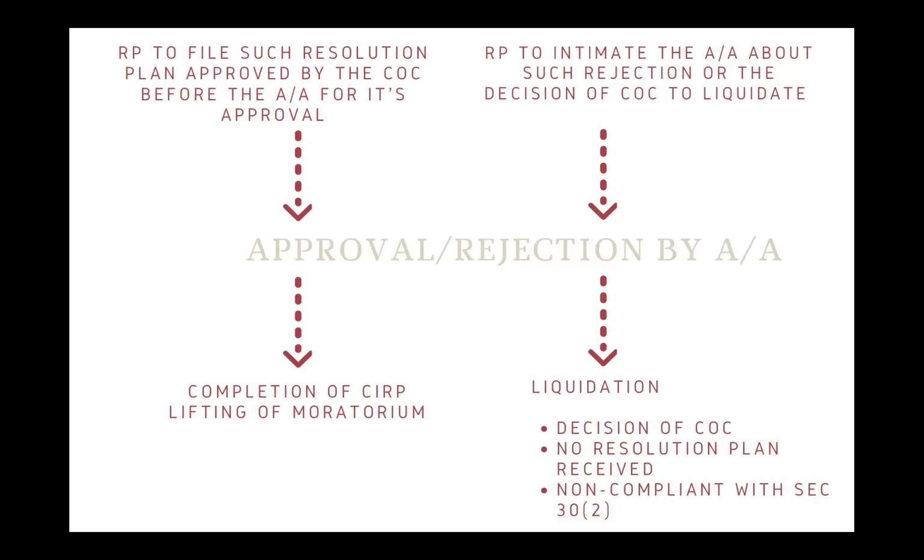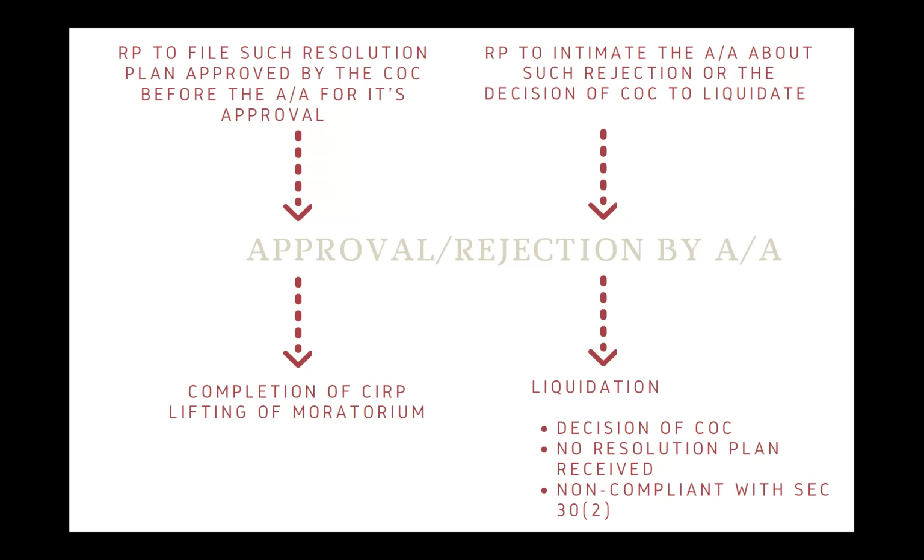And what happens in case it is approved? So the moment it is approved, on what basis is it approved? As we have earlier discussed, based upon the haircuts offered, the upfront payments offered, and also the feasibility and viability of the plan, the committee of creditors will come forward with approval of such plan.